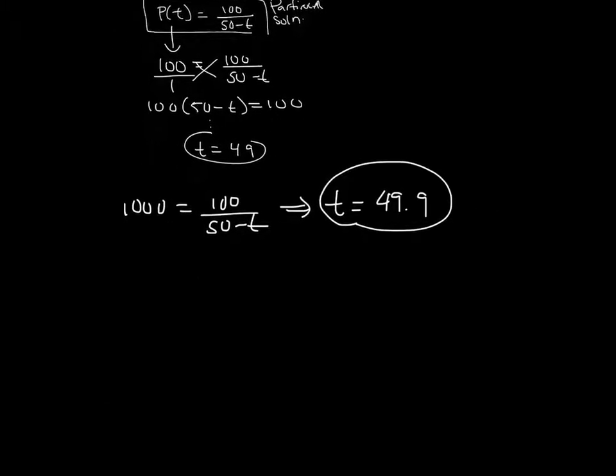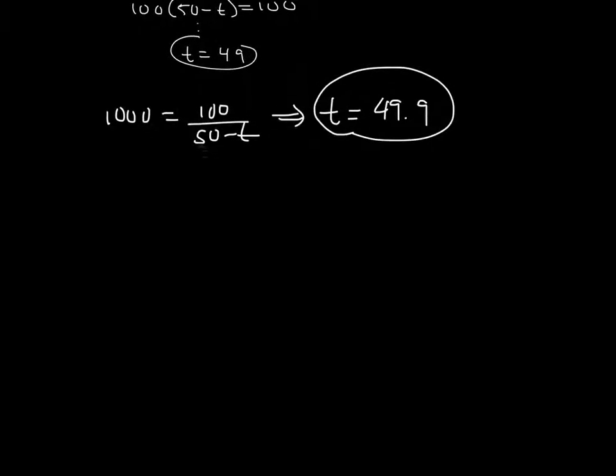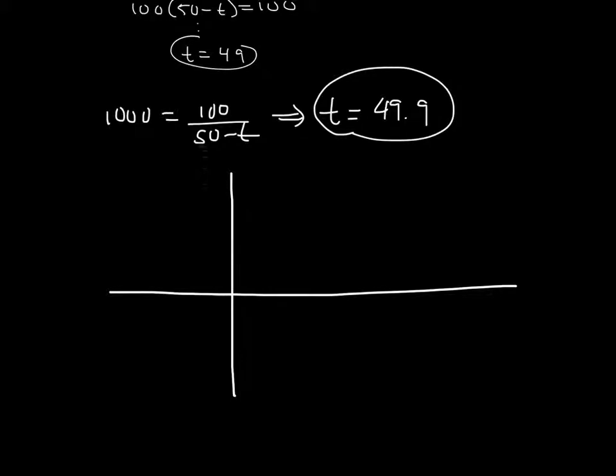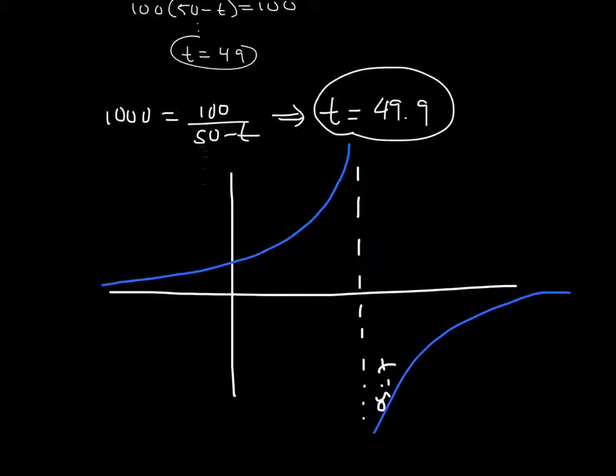Now, if you actually graph this, which you really should, you can do it on your graphing calculator, it's a rational function. So we have 100 over 50 minus t, so we definitely have an asymptote at t equals 50, and the graph looks something like this. So we have this branch and this branch. That should remind you that's a rational function. That's what our P of t looks like.